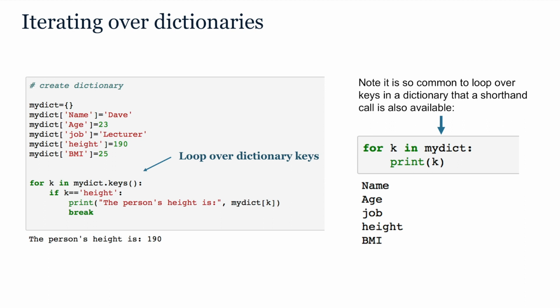This will loop over all keys in the dictionary, allowing operations to be performed on each key. Here it just prints out the value assigned to the height key. Note that it's so common to loop over keys in a dictionary that this expression can be written in shorthand, dropping the dot keys syntax entirely.